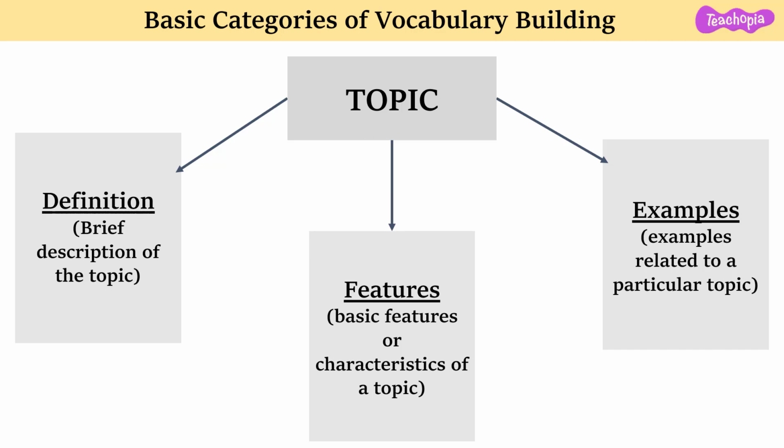In the second category, which is on features, words that talk about the basic features or characteristics of a topic are filled. Third, the examples category. Here, words that are examples related to a particular topic are filled.